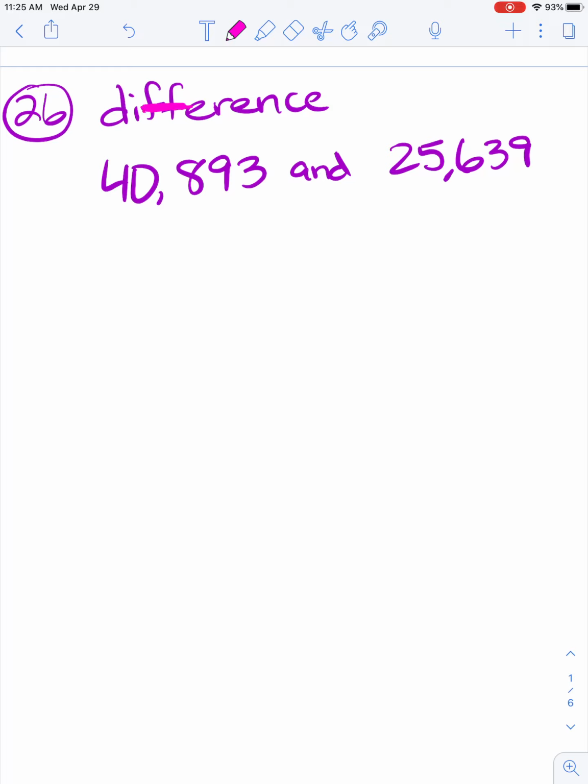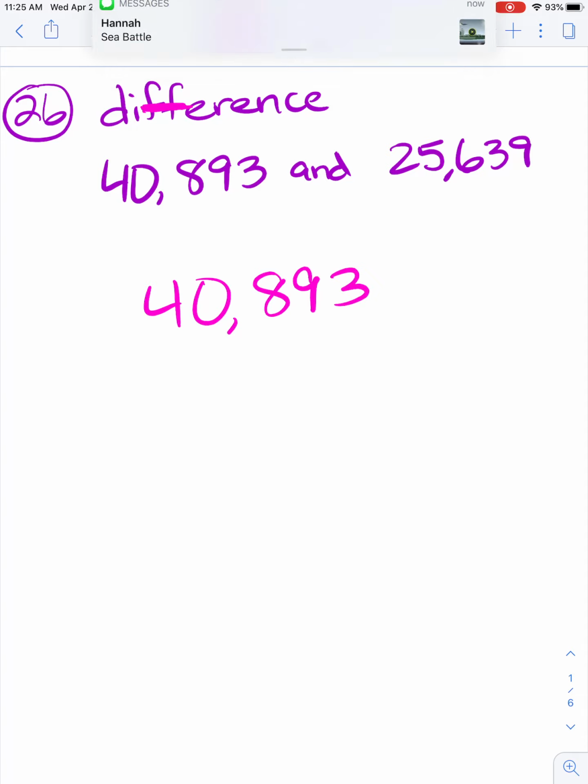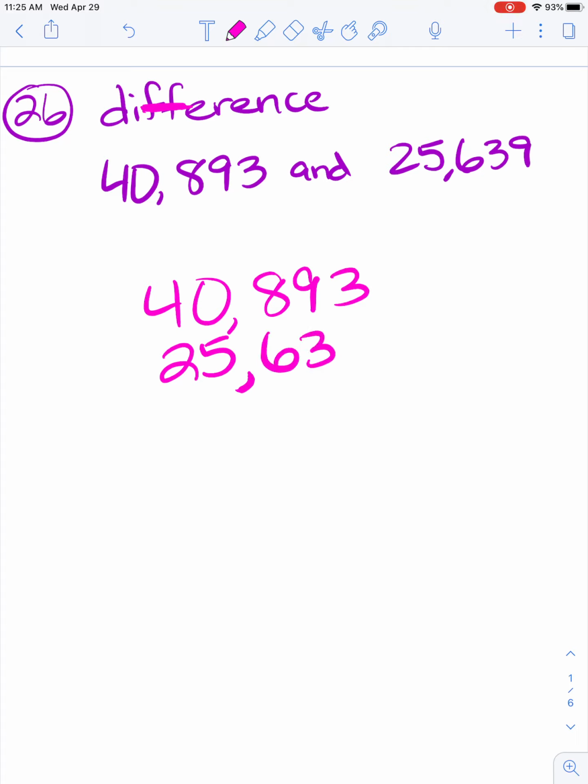Here we're going to find the difference. As you know, we take our 2 f's and we make a minus sign. Difference means the answer to a subtraction problem. I wrote my numbers down right. I did. If I have 3, can I take away 9? No. Go next door and get 10 more.